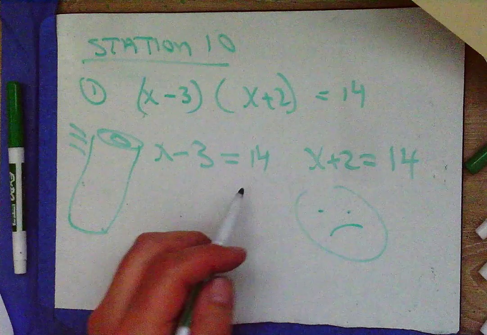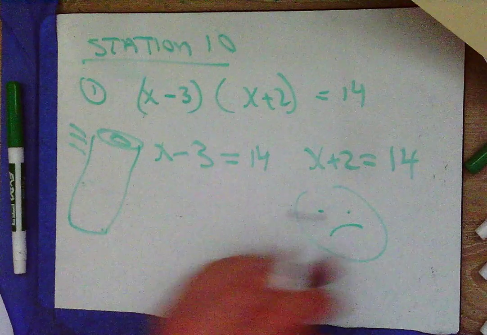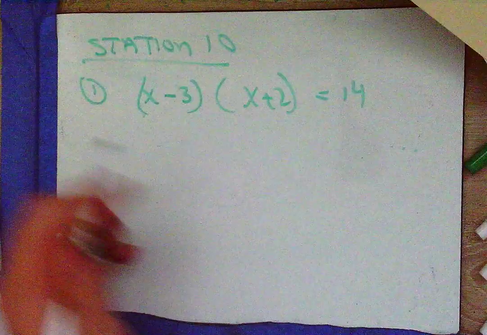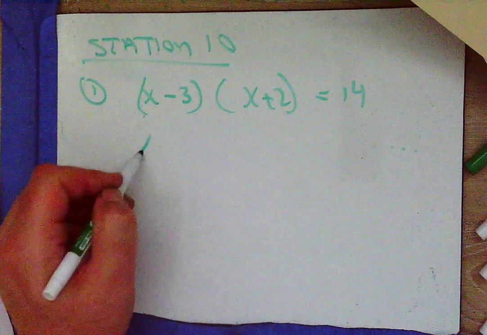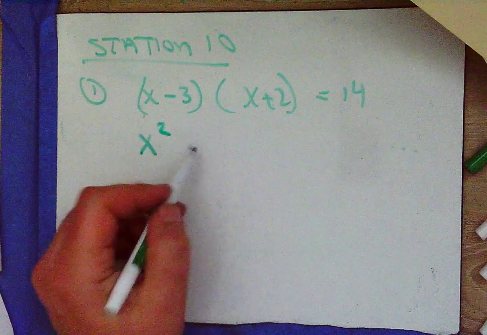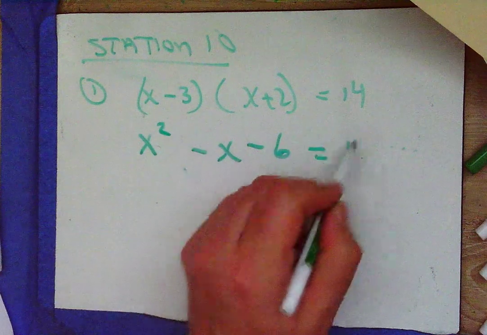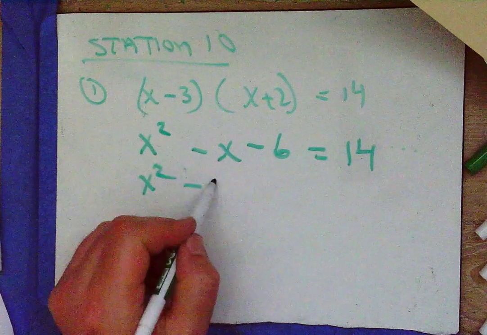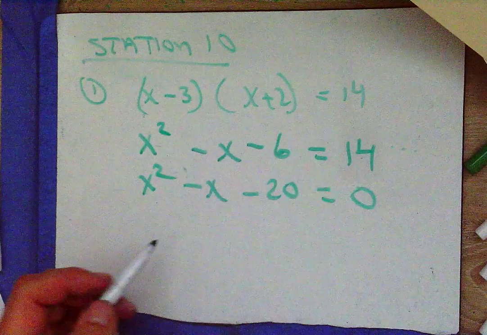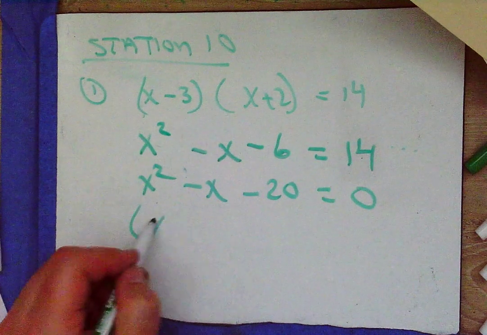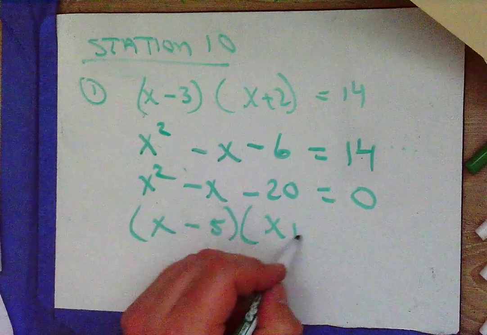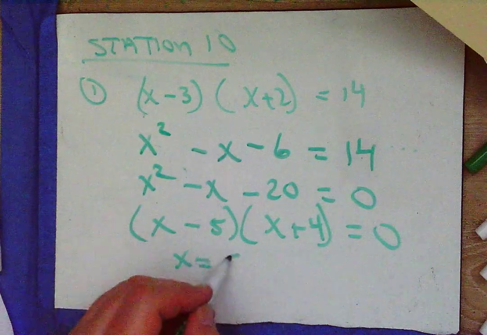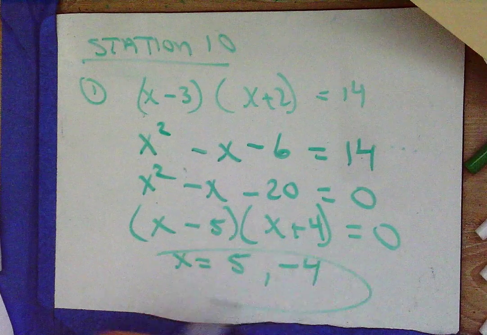So, yeah, don't do that. Don't be this person. If you're this person, you're going to get the problem wrong. Okay? You can only set factors equal to 0. That's not 0, so you're not done. How are you supposed to do this? Well, FOIL it out. X squared minus x minus 6 equals 14. And because it's a quadratic, you've got to move everything over. X squared minus x minus 20 equals 0. Now you can factor x minus 5, x plus 4, and set each factor equal to 0 to get x equals 5 and x equals negative 4.